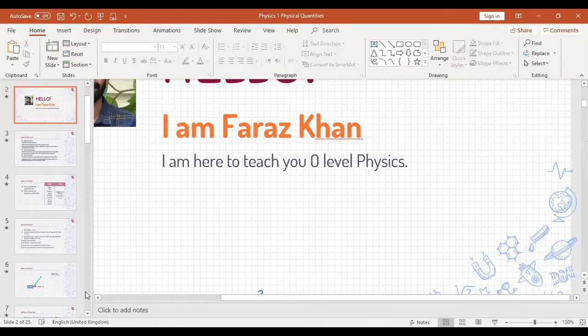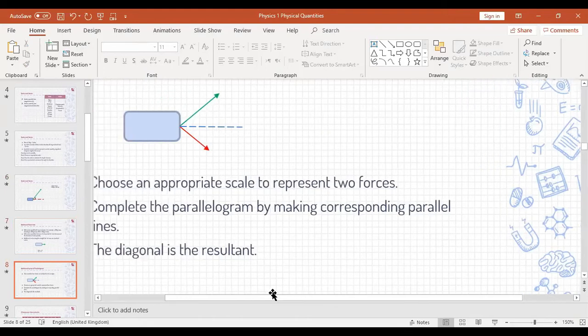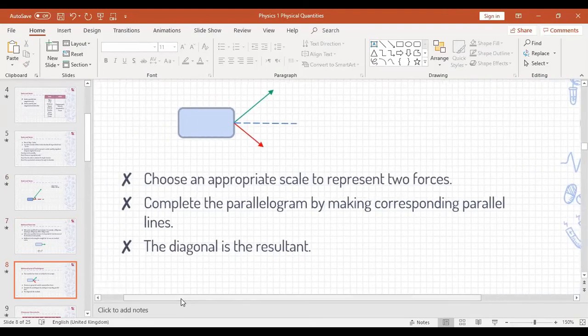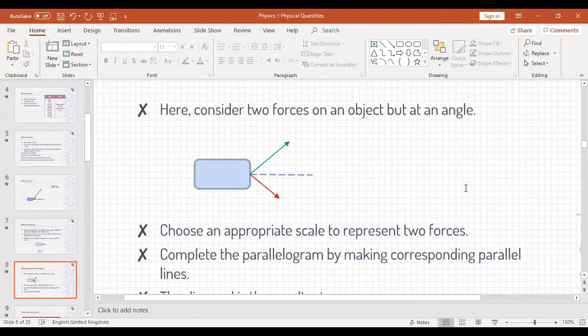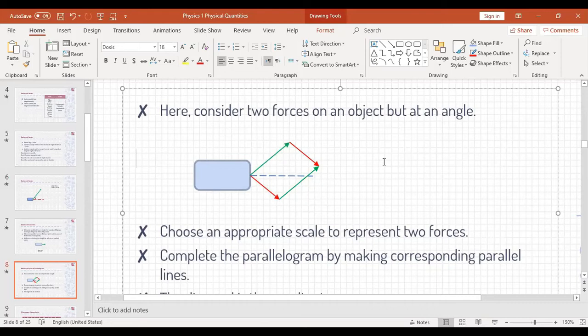We're just going to simply take this and map it right here. We're going to take this, and what we're doing is completing this parallelogram here. So that's how you complete a parallelogram.